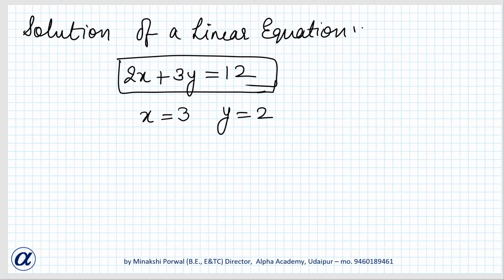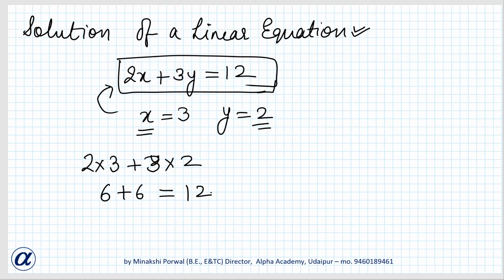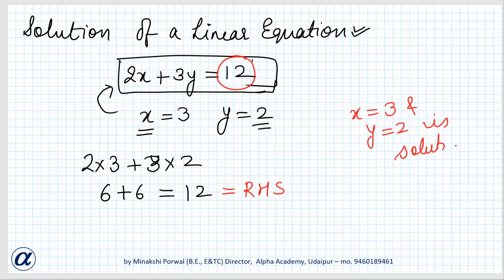So solution of linear equation means the value of x and y which, when substituted in this equation, will make this equation true. Suppose I substitute x equals 3 and y equals 2. What will I get? 6 plus 6, that is equal to 12. And what is RHS? RHS is also 12. That is equal to RHS. So x equals 3 and y equals 2 is a solution of this equation.